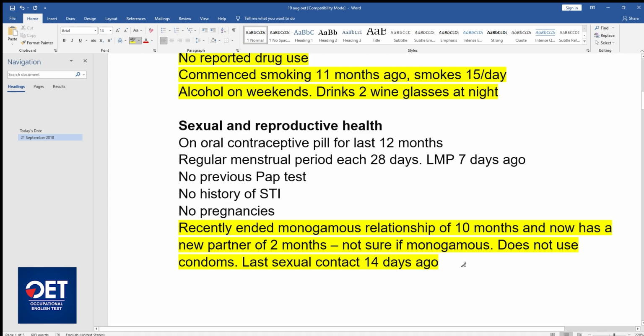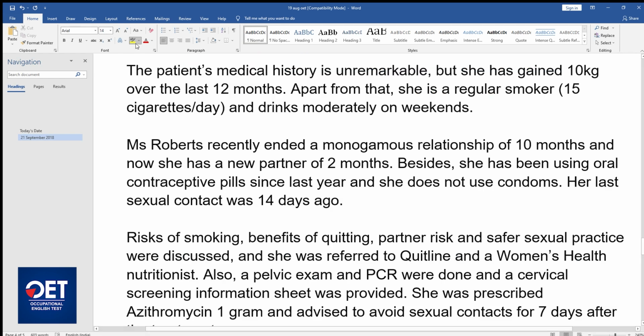So how will our body paragraph look? Ms. Roberts recently ended a monogamous relationship of 10 months and now she has a new partner of 2 months. Besides, she has been using oral contraceptive pills since last year and she does not use condoms. Her last sexual contact was 14 days ago. Here we need to mention these things also, because this is information about her contraception. So we need to mention all together.